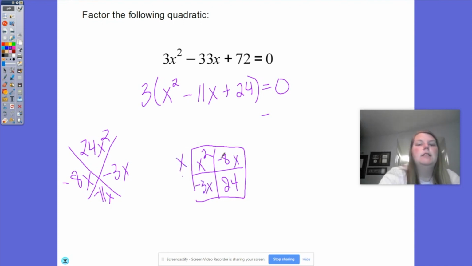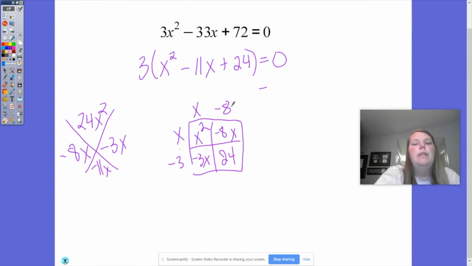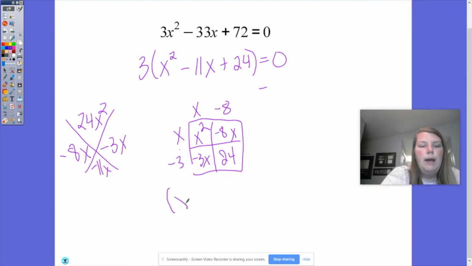So we have an x is the greatest common factor of that first row. X times x gives us x squared. X times negative 8 gives us that negative 8x. And x times negative 3 gives us negative 3x. And then those two things do multiply together to get 24. So we have x minus 3 and x minus 8 equals 0.